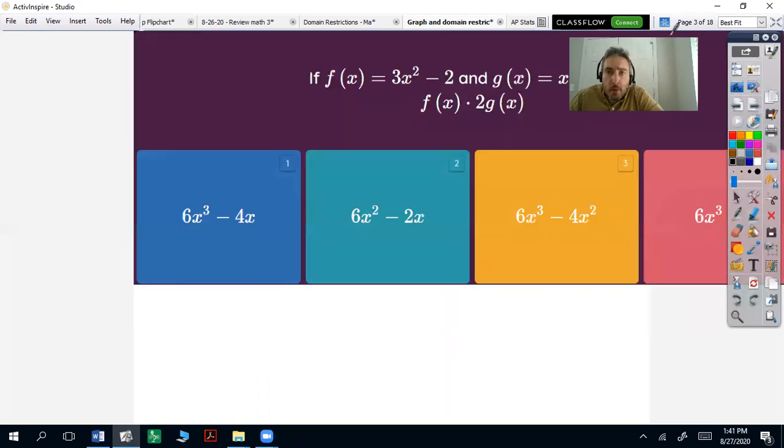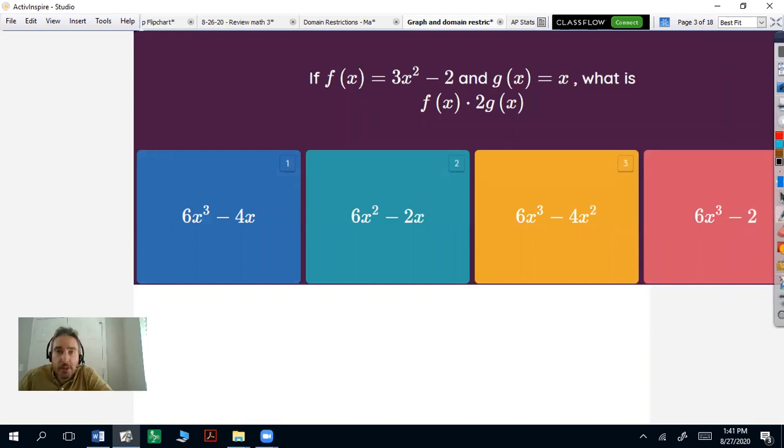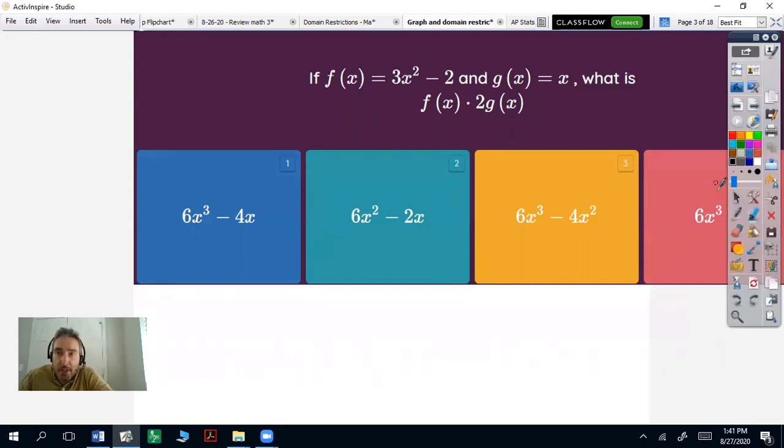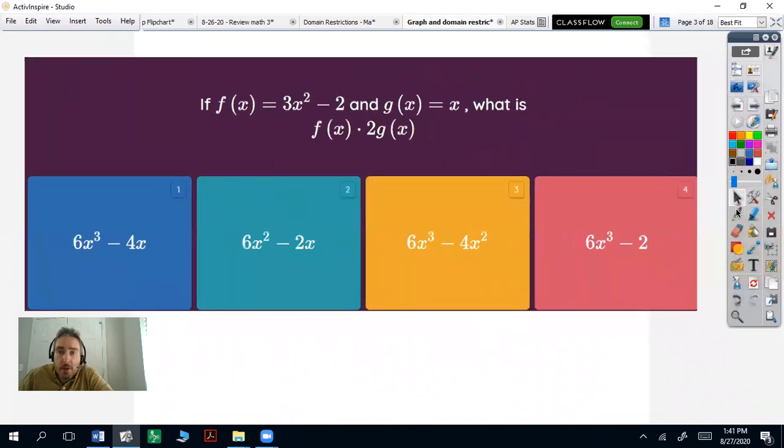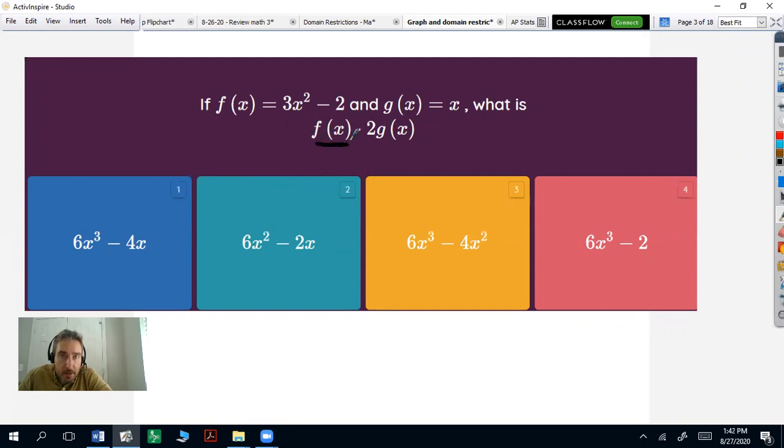So number 2, we have to know how to multiply, add, subtract, and divide functions. I threw in one that was a little more challenging for multiplication. Make sure we know how to do that. So you want to be able to add or multiply functions together. f of x is 3x squared minus 2. g of x is x, but there's a 2 times it, so it's really 2x. Don't forget to distribute that into the entire function. So that's going to be 6x cubed minus 4x. So it's going to be that answer choice.